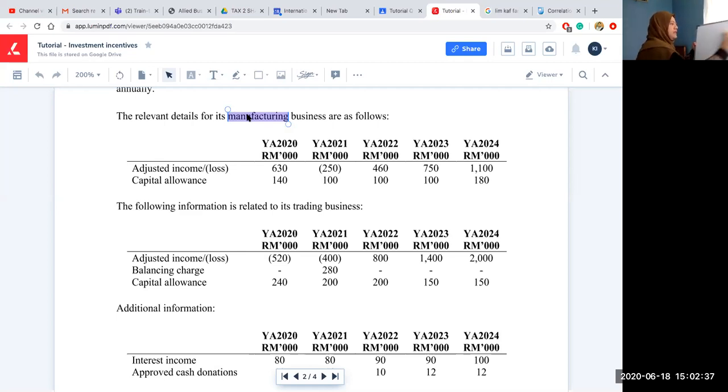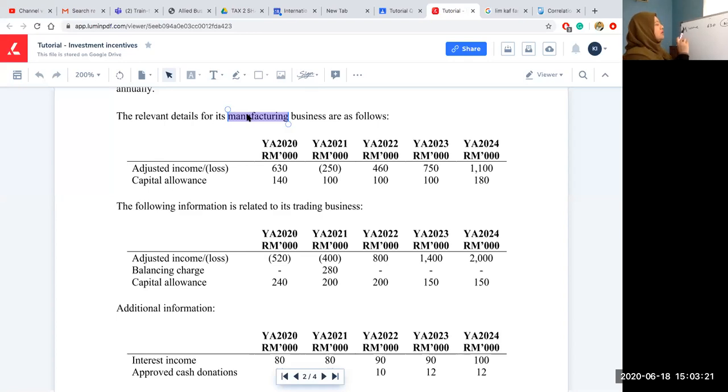So first is the pioneer status, pioneer business. So you have adjusted income. You have 630. Oh, my board is very small. Here is nil, and then you have 460. Here is 750. Then you have 1,100. Remember that when you have a nil here, you must understand that you have an adjusted loss, and this adjusted loss is from the promoted, the pioneer business. So the pioneer business losses can only be set off against abated income. You cannot use pioneer loss to set off against aggregate income. Do you get that clearly? Yes.